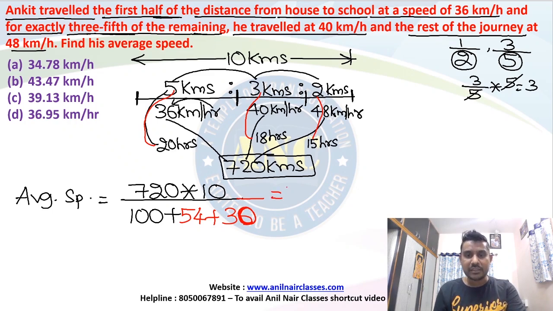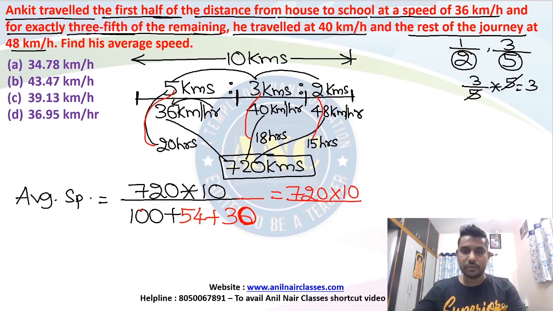Now, if I further simplify, it will be 720 into 10 divided by 100 plus 54 is 154 plus 30 is 184. So it will be 184 there, right? The denominator will be 184. Further, you can simplify this. How can I simplify this? Which number it will go with? I think 8, we can check it out, right?